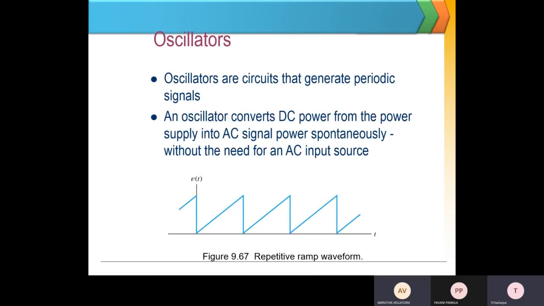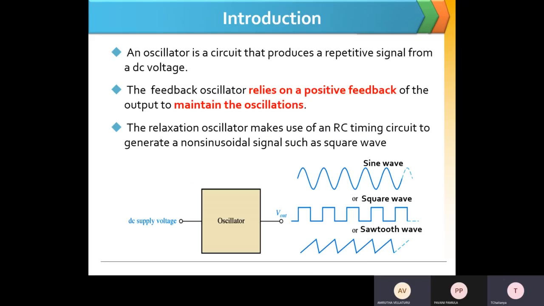Let us consider a ramp generator oscillator, for example, producing a periodic signal. Let me consider this one as the oscillator. It can provide a sine waveform, square waveform, or sawtooth waveform. The feedback oscillator relies on positive feedback of the output to be maintained as an oscillator.